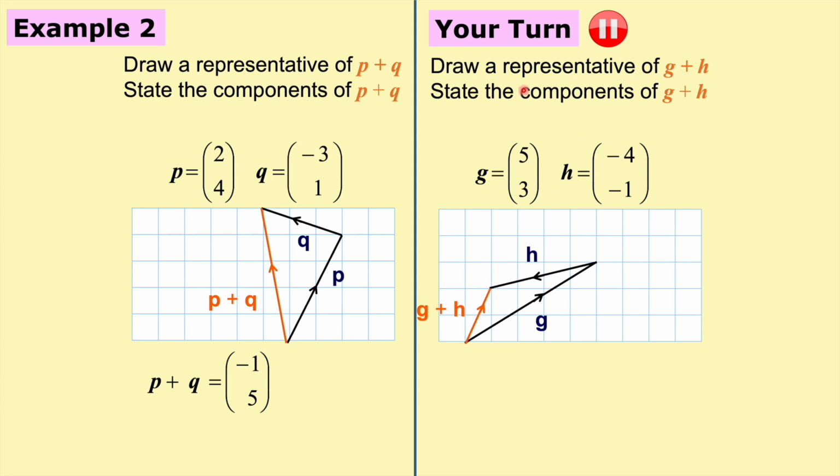Our second part of our question, we have to state the components of G plus H. So G plus H, either read off from the diagram, we're going along 1, up 2, or you can add these both together to get, that should say G plus H. To get 5, negative 4 is 1, and then 3, negative 1 is 2. So this should say G plus H.